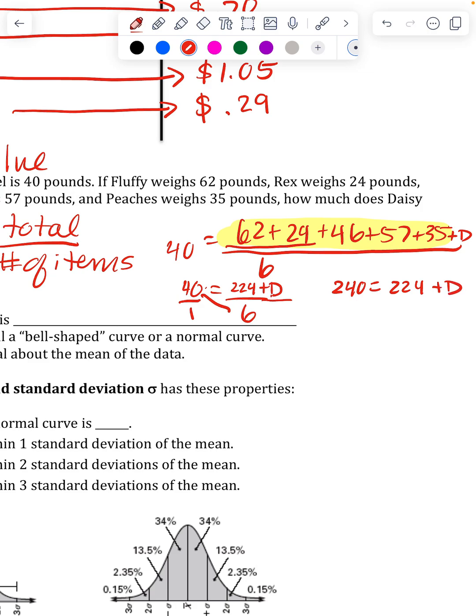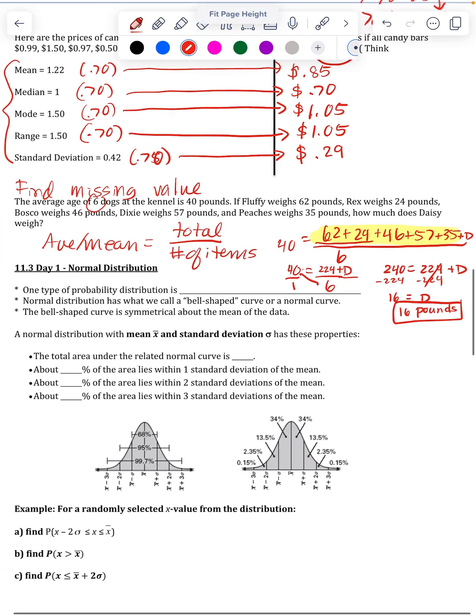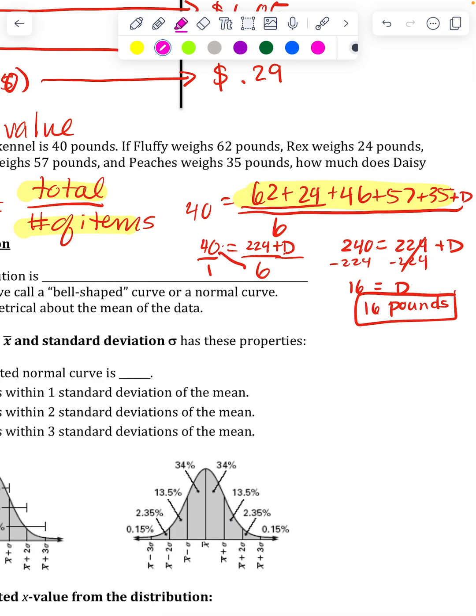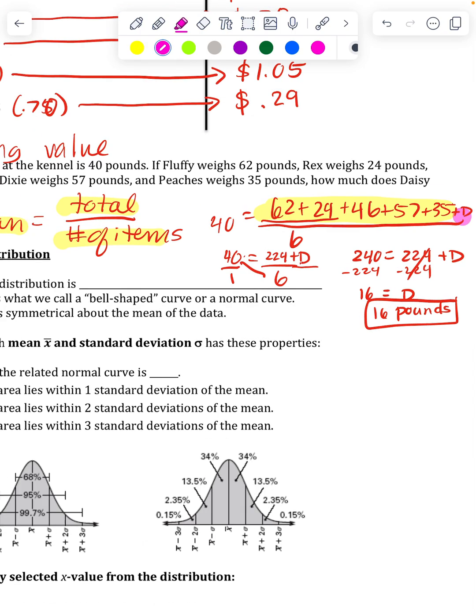I need the total to be 240, but it's only 224. So when I take that away to figure out what Daisy might have to weigh, she only weighs 16 pounds in order to make that have an average of 40 pounds. So if you think of this as the formula where the mean is the total divided by the number of items, then if you almost know the total except for this one thing at the end, you can work backwards to figure it out.